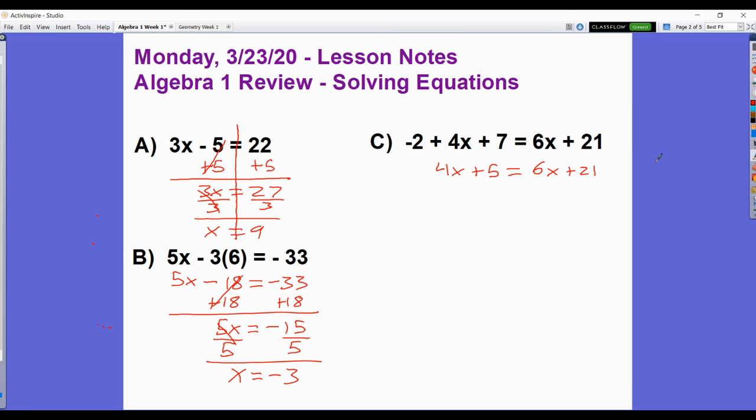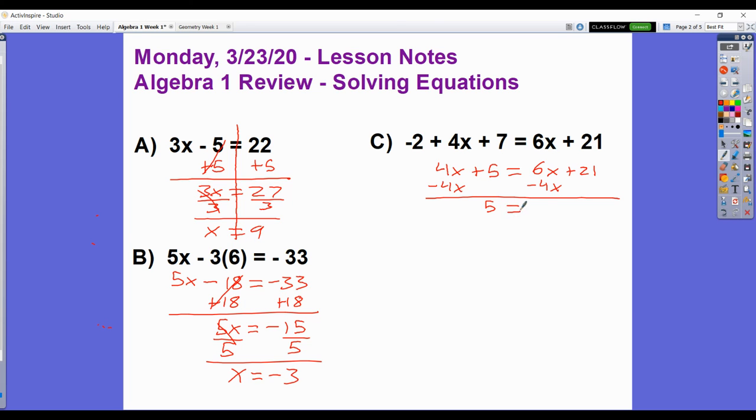Now we got to get all of our x's on the same side. So we need to either cancel off the 4x or the 6x. It doesn't matter which one you cancel, but one of them is going to leave your numbers positive to be able to work with instead of negative numbers. So if we cancel out the 4x, that'll leave our x's being positive, which makes it a little easier to work with. So if we do this, we're left with 5 on this side equals 2x plus 21.